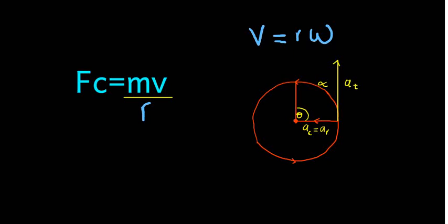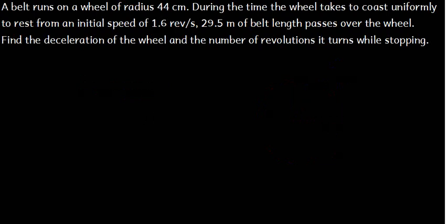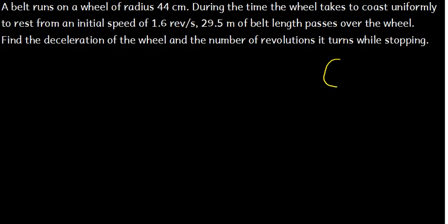We are going to go over a question. Circular motion. A belt runs on a wheel of radius 44 centimeters. We can have a diagrammatic representation of that. This is a wheel, and we've been told the radius is 44 centimeters. Okay, like that.